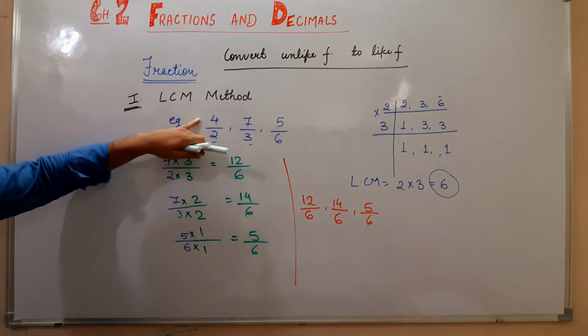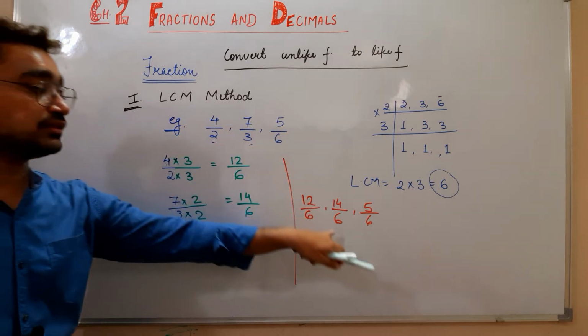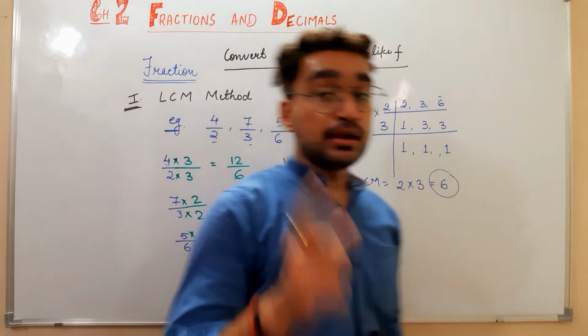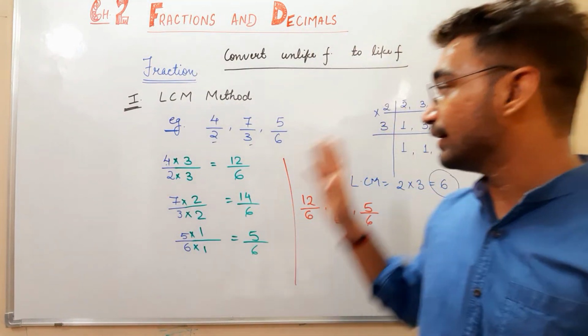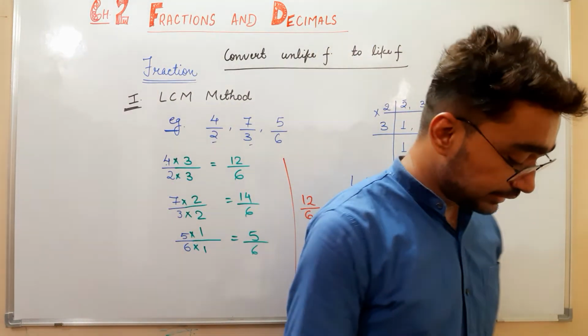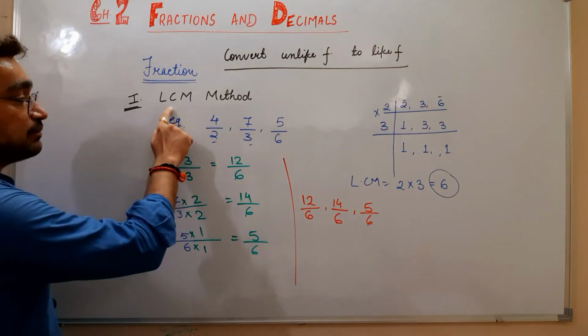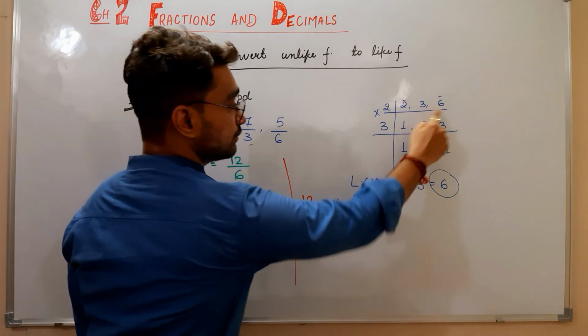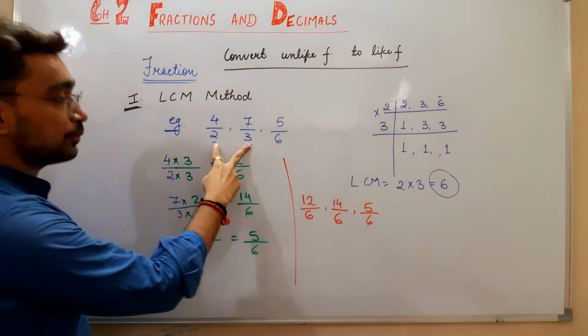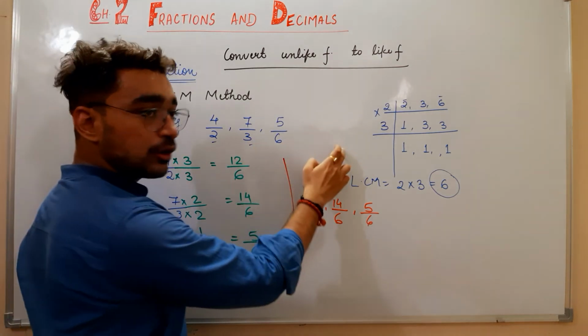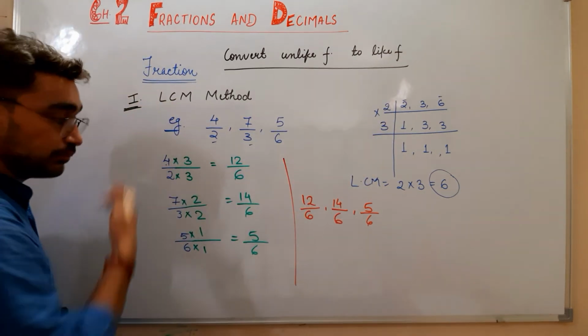Means I have converted 4 by 2, 7 by 3, 5 by 6 into like fractions. It is very important to learn this way of finding out the LCM method. Is it clear? The important step is that I am repeating again. LCM method means, first of all, find out the LCM of all the denominators. If you have 2 denominators, find out the LCM of 2. If you have 4 denominators, find out the LCM of 4 numbers.